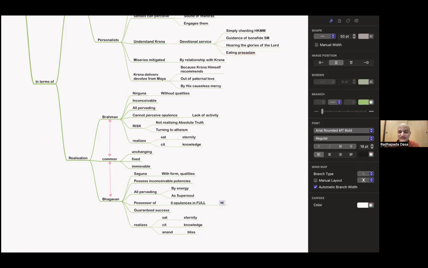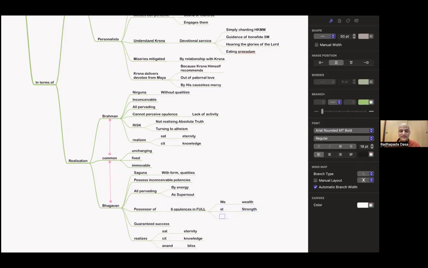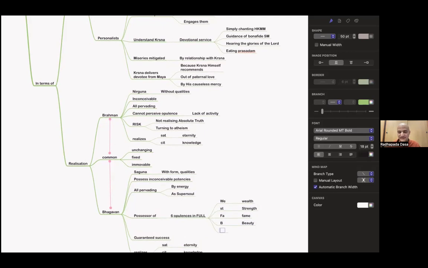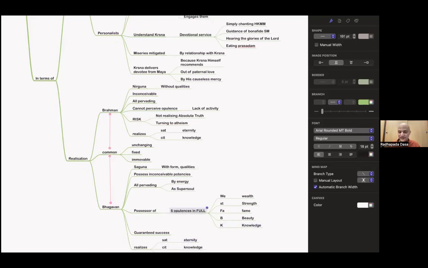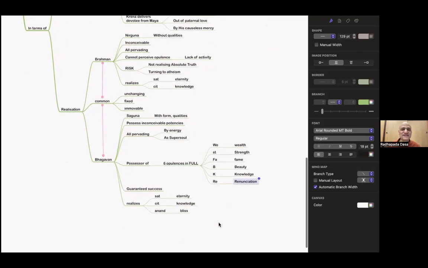Westfa Bakery. So West, WE stands for wealth. ST stands for strength. FA, the famous perfume brand, stands for fame. B stands for beauty. Capital B. K stands for knowledge. And R stands for renunciation. So the six opulences of Krishna put in a nutshell together, Westfa Bakery.